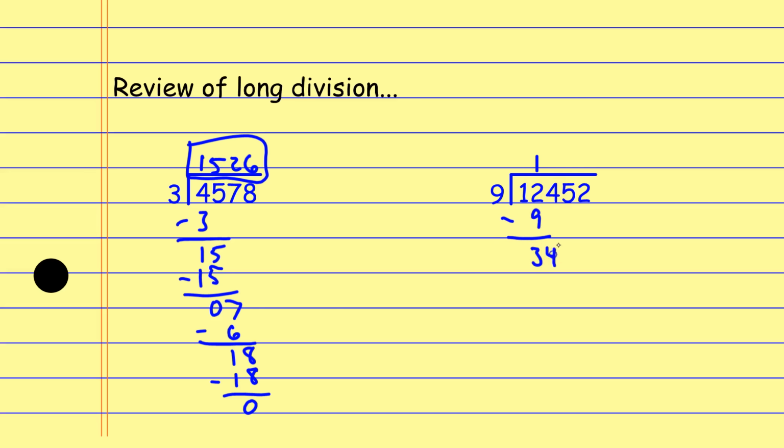And now I bring down the 4 and say, okay, 9 goes into 34 how many times? It's a 3. I multiply and I subtract to find my remainder. And now I bring down the 5 and I say 9 goes into 75 how many times? It's an 8. And now I multiply and subtract to find my remainder. And now I bring down the next term, which is a 2, and I divide. 9 goes into 32 how many times? It's a 3. I multiply and I subtract to find my remainder.